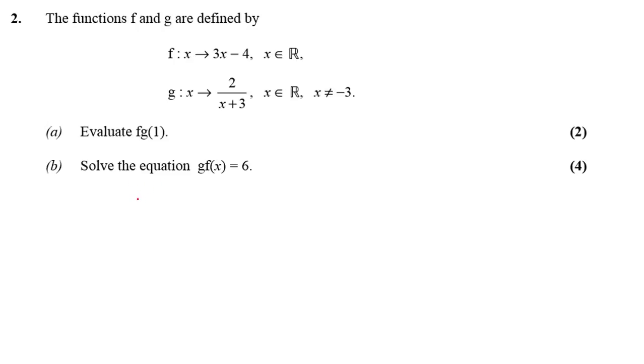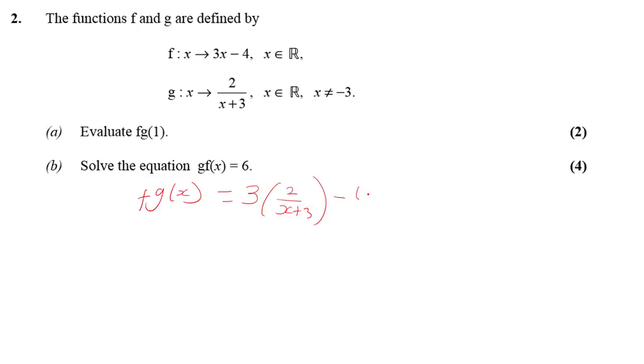So it says fg of 1. The first thing we need to do is to get fg of x first, the notation. Remember, g of x is going to hide inside f. So what is f? f is 3 times x, but where x is, you now put in the whole g of x. So you put a big bracket there. That's going to be 2 over x plus 3. Close bracket. So it's 3 times x.